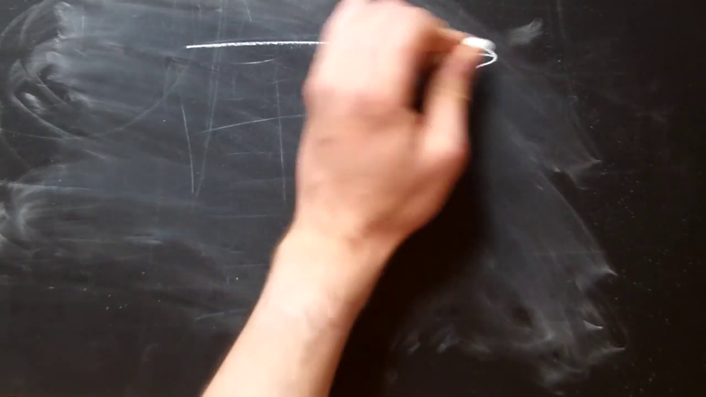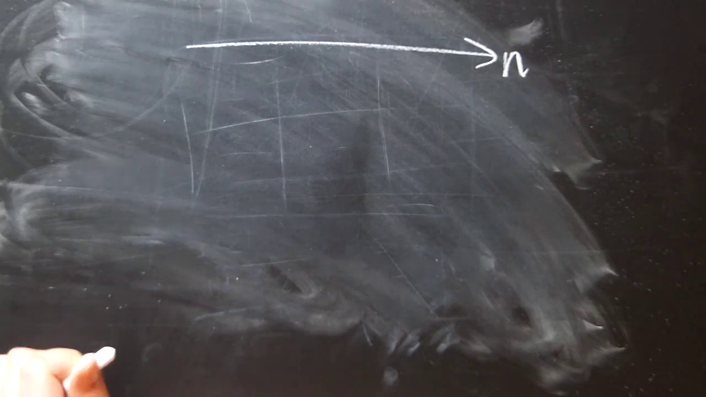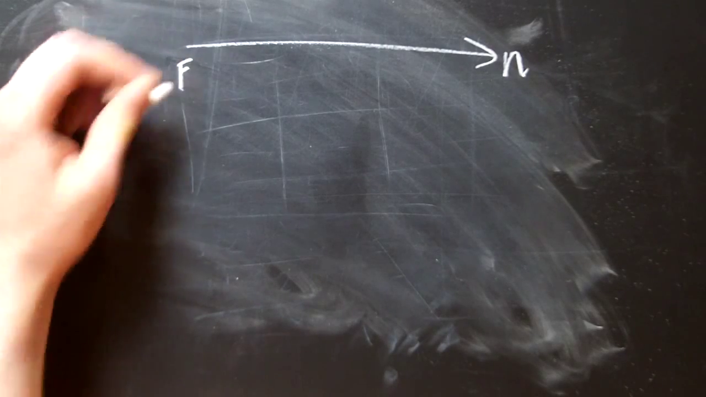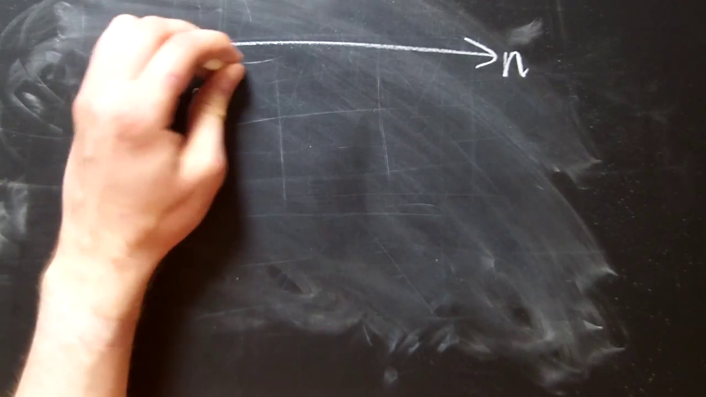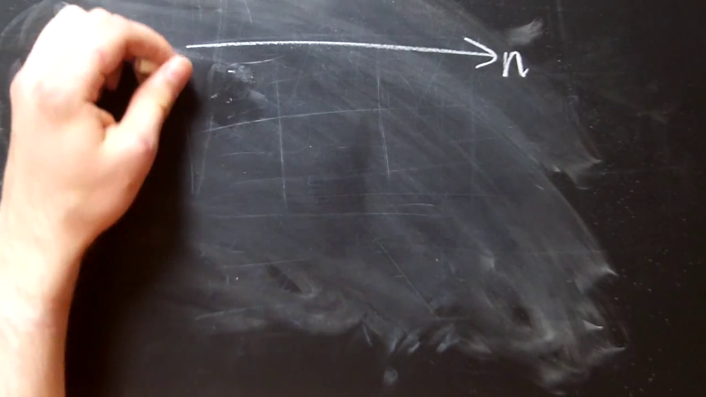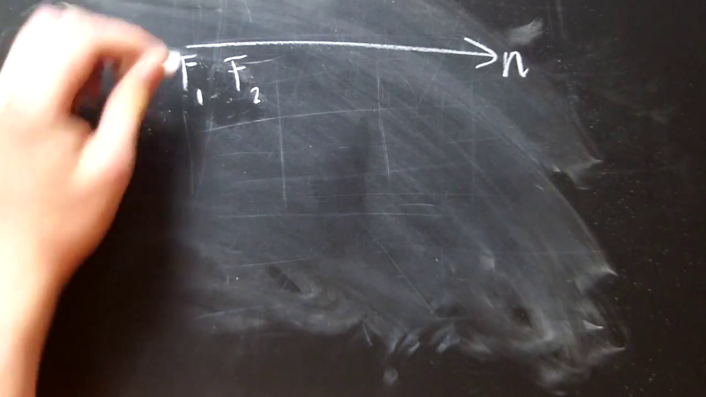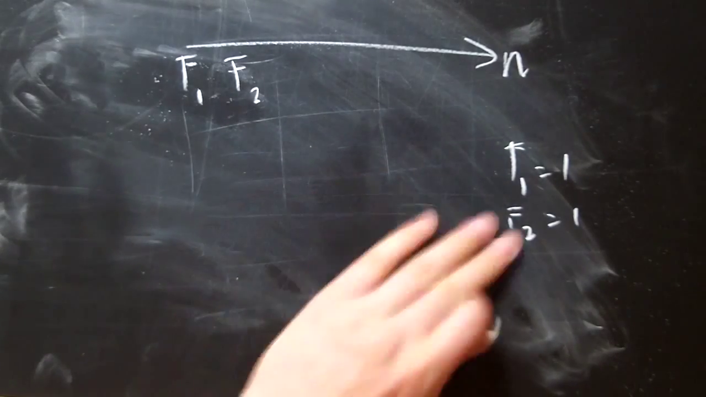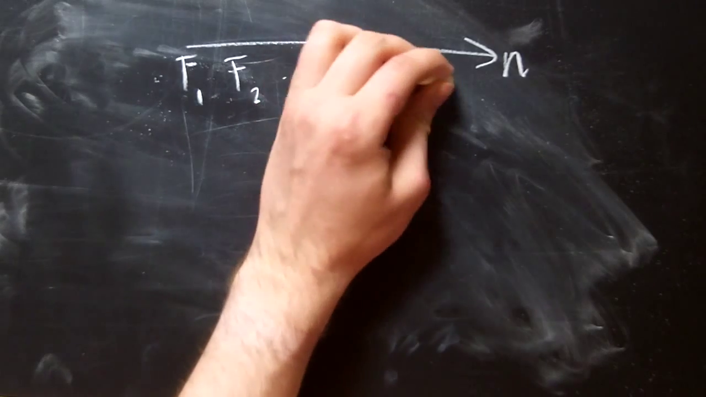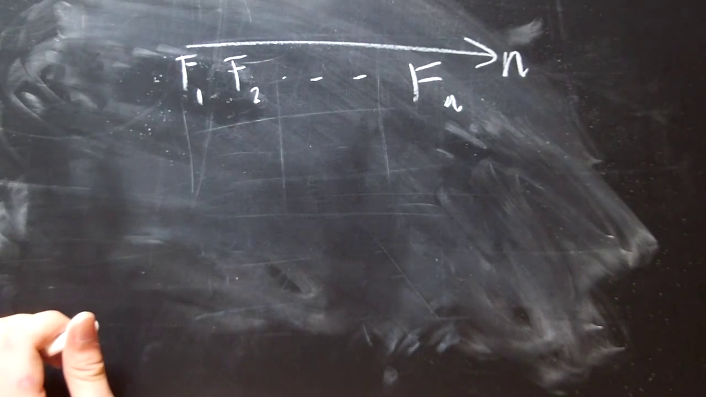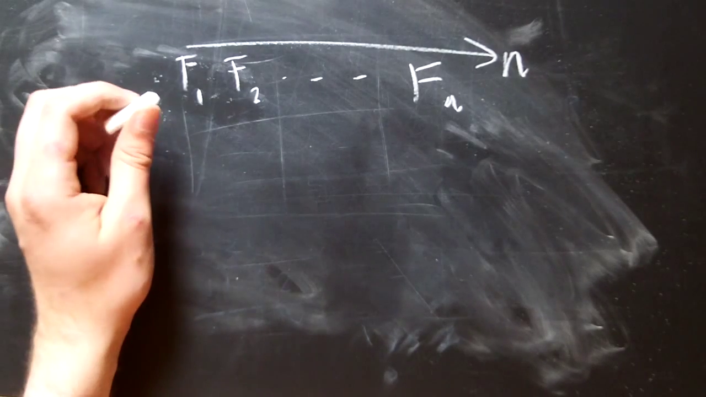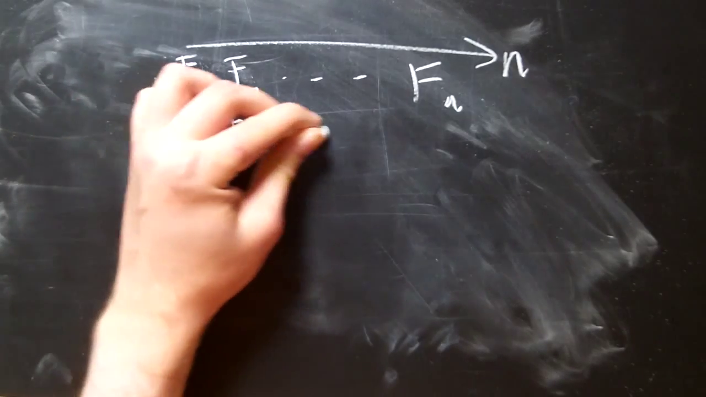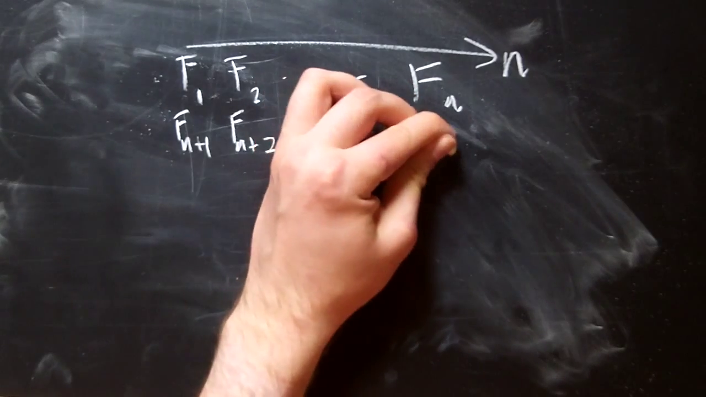each of the rows has got n entries in it. Am I still on the screen? Yeah. So I have F1, how do I want to number these? No, I want to do F1. So F1 is 1. And F2 is also 1. All the way up to Fn here. And then the row beneath has Fn plus 1, Fn plus 2, and so on up to F2n.